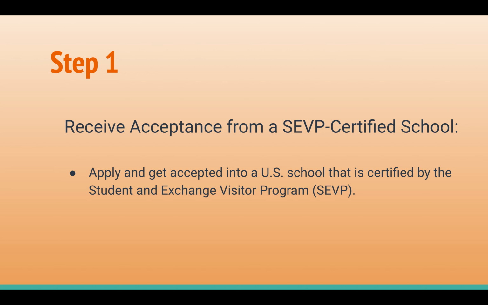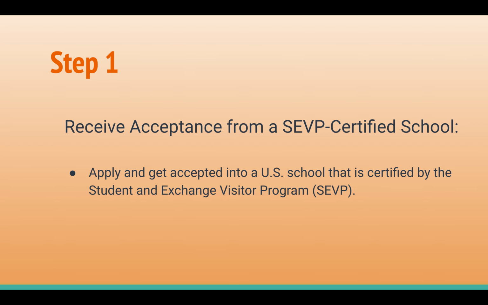So step number one, we need to receive the acceptance from a SEVP certified school, which means we need to apply and get acceptance into a US school that is certified by the Student and Exchange Visitor Program. So you need to research a little bit which school you wanna join, which university you wanna join, and then apply to that college and get acceptance from them first of all. That's the very first step to apply for a student visa in the United States.